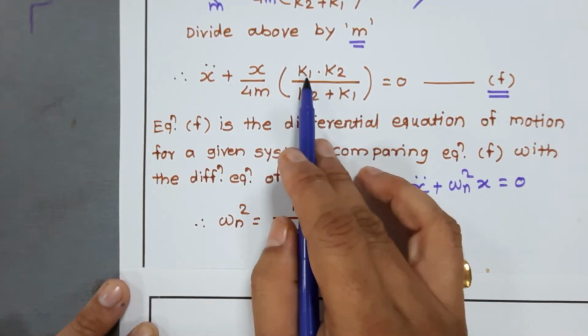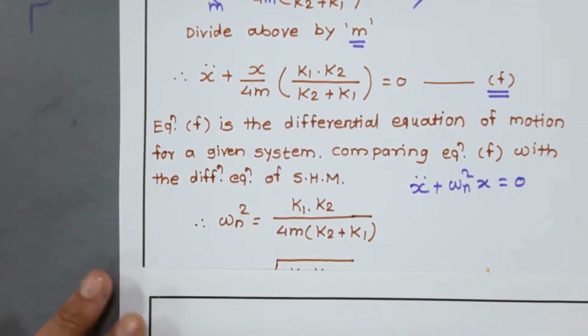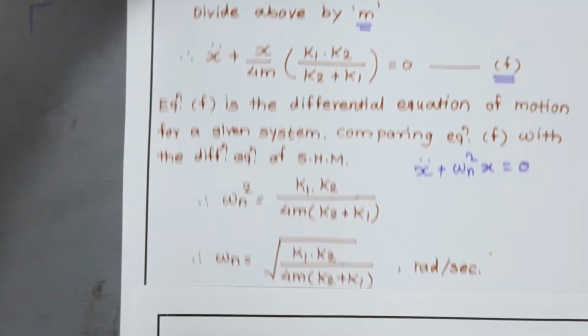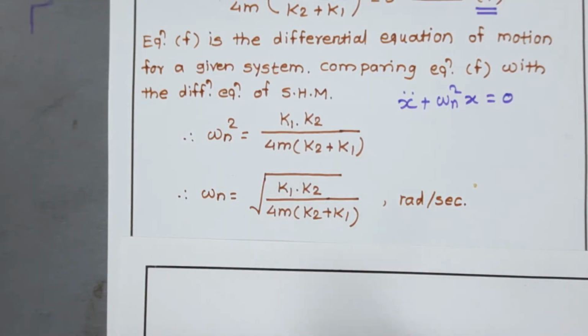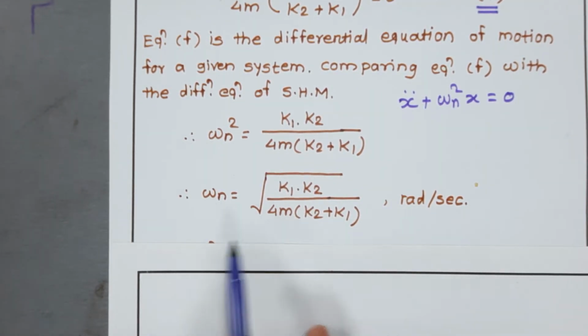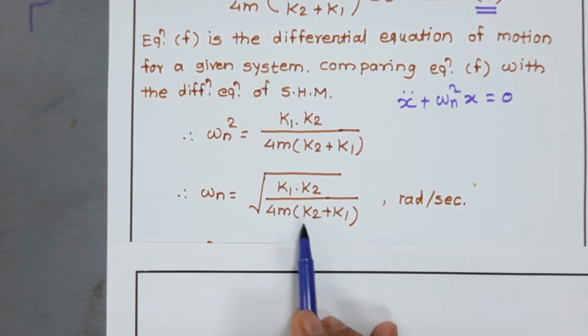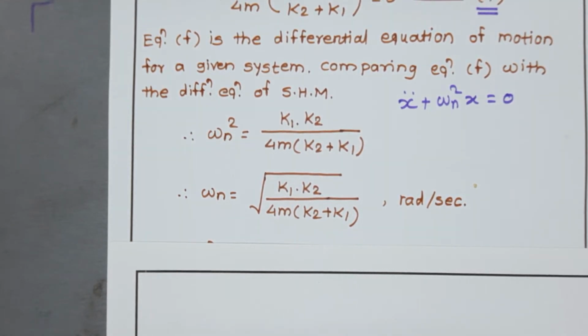Omega n square is equal to k1 into k2 divided by 4m into bracket k2 plus k1. So this is our circular natural frequency equation. Now here after removing this square from here, we have omega n is equal to under square root of k1 into k2 divided by 4m into bracket k2 plus k1 radian per second.